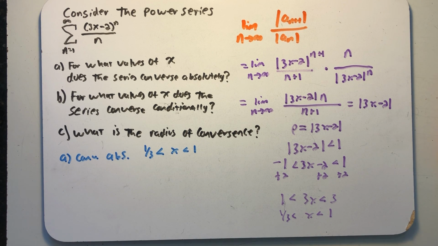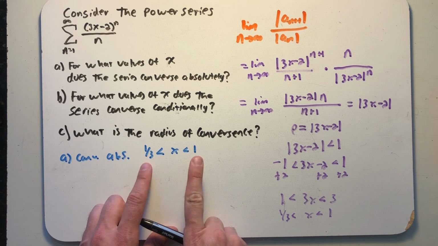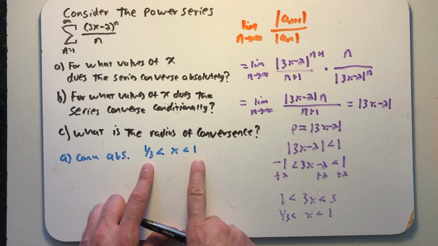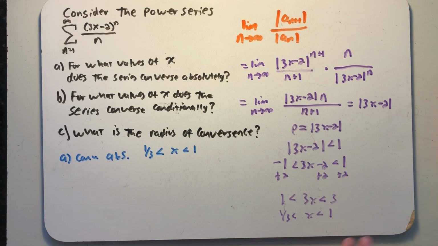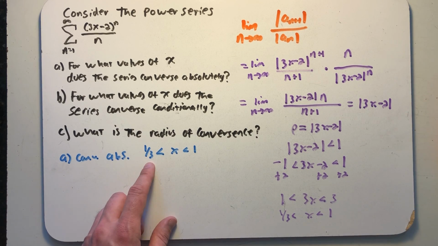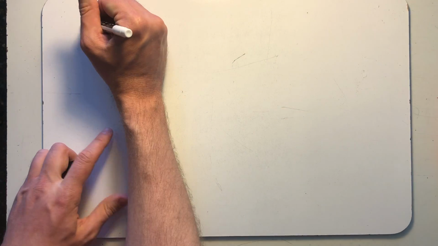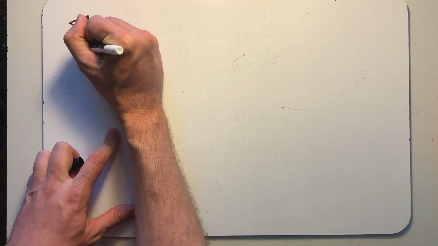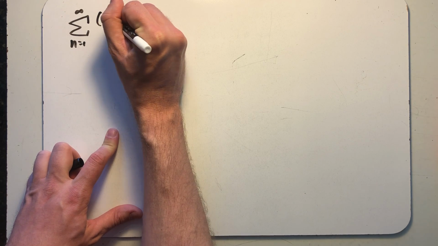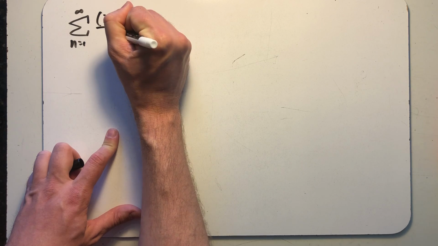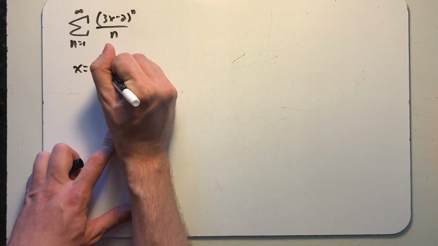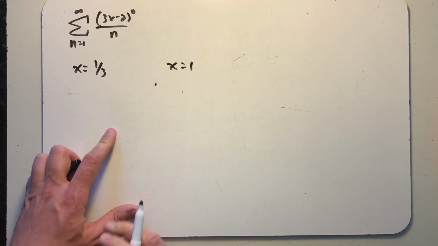In part B, we're asked for what values the series converges conditionally. Well, that means I need to check the endpoints. Those are the only two places where I might converge conditionally. I know outside of this interval, my series will diverge. So I need to plug in x equals 1/3 into the series and x equals 1 into the series and see what happens. So here's my power series, and I'm curious what happens when x is 1/3 and when x is equal to 1.